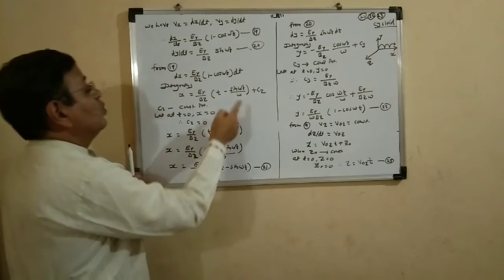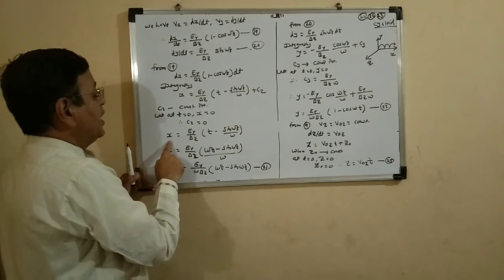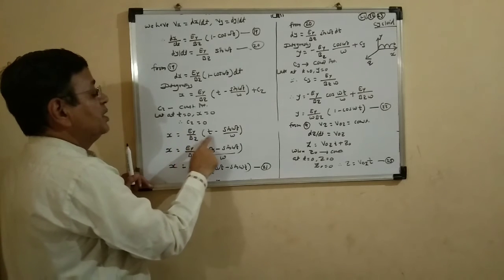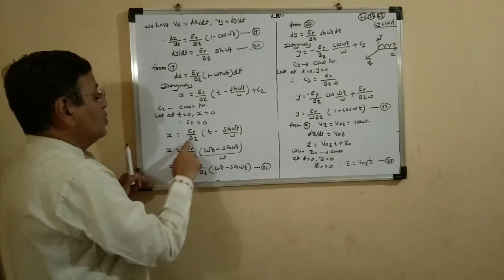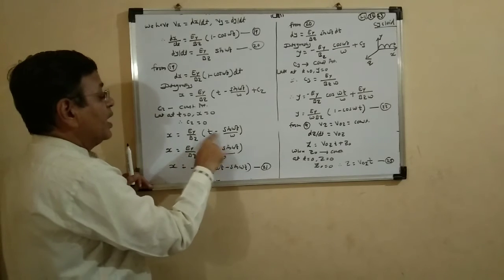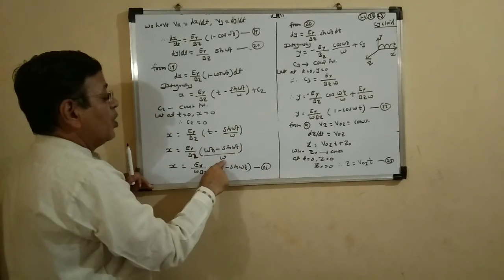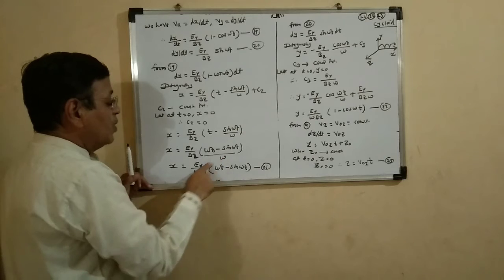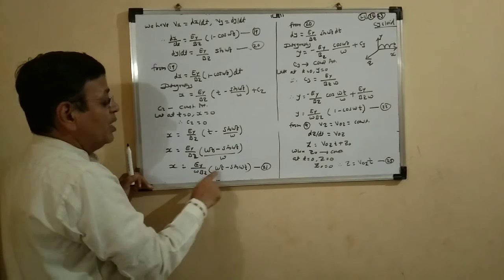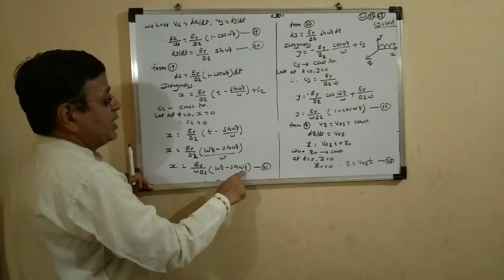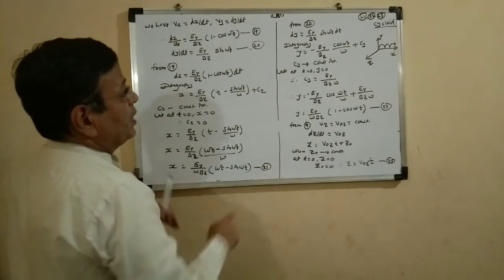Putting this value of c2 again in this equation, we have to get x is equal to Ey upon Bz, t minus sin omega t upon omega. So x is equal to Ey upon Bz, omega t minus sin omega t upon omega. So take omega outside, so we have to get x is equal to Ey upon Bz into omega into bracket omega t minus sin omega t, call this equation 21.